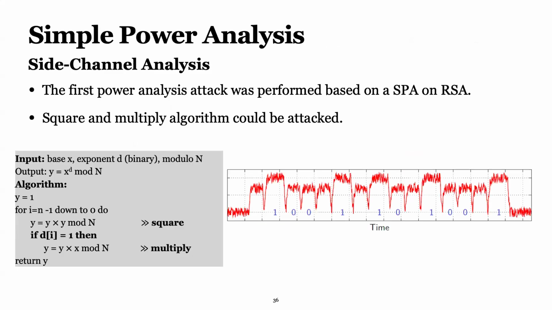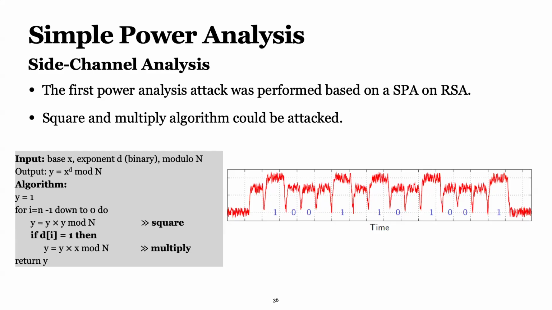This is the first one, simple power analysis. It comes from RSA. RSA has this square-and-multiply algorithm, because if you remember, I was saying that in encryption and decryption they compute power of E and power of D. This power operation is a really hard operation, so they developed the square-and-multiply algorithm. They convert the exponent to binary and check each bit. If it is 1, they multiply and also square. If it is 0, they just do the square operation.